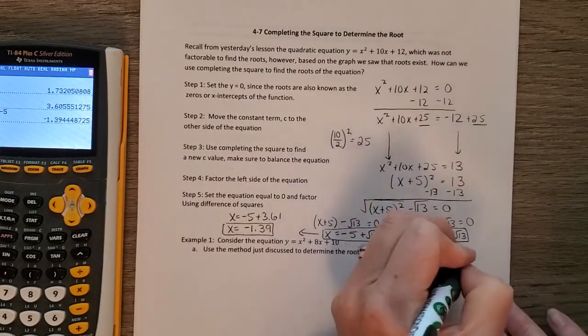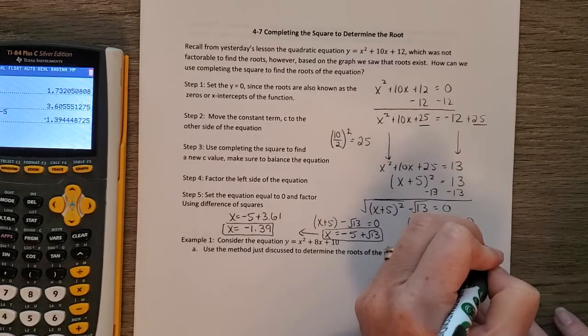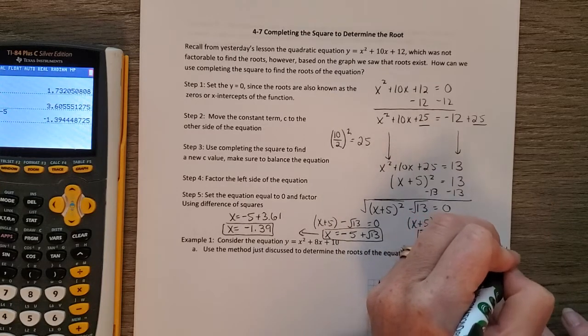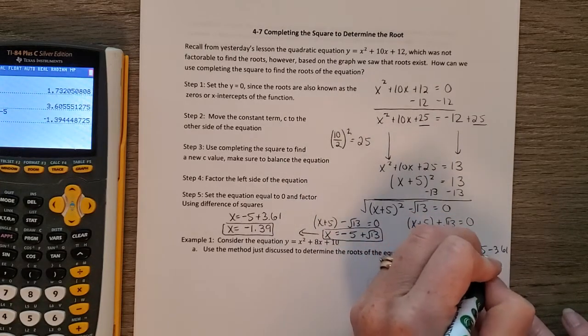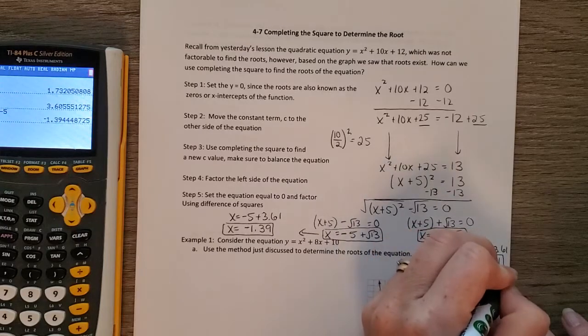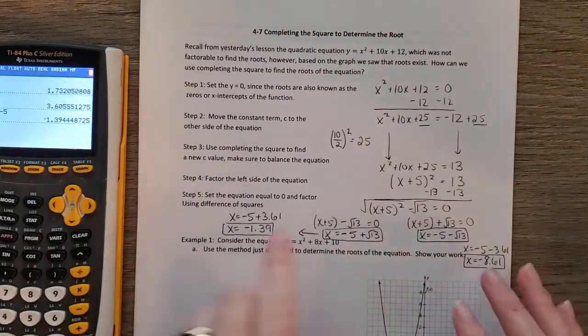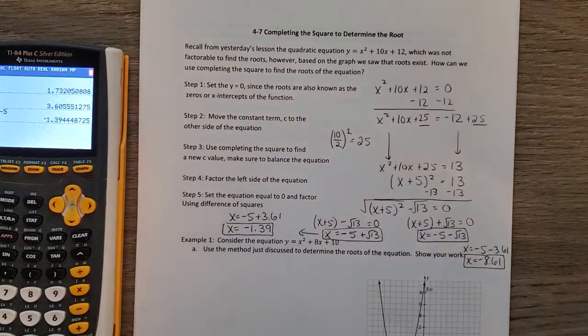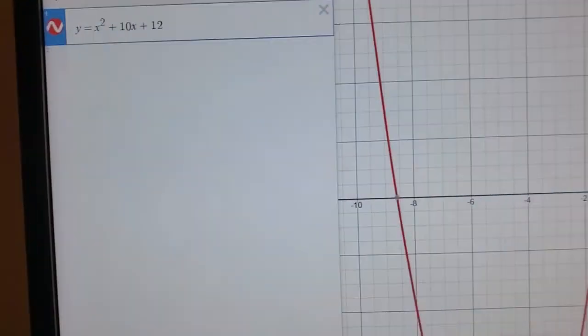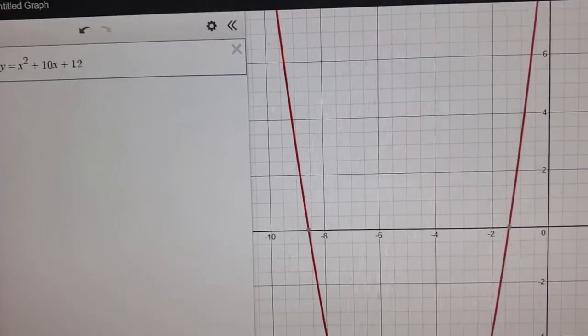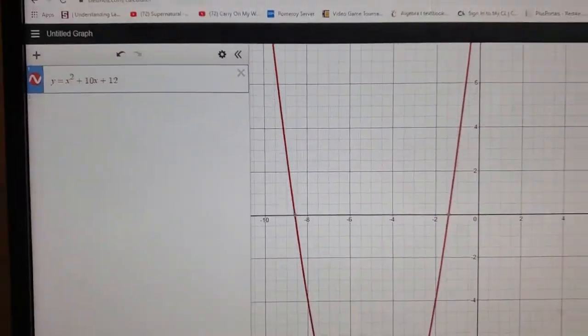And then over here, we're going to have x equals negative 5 minus 3.61. So x would be negative 8.61. So then what we're going to do is graph this function. I use Desmos, I already put it in here. So there's our function. There's a graph that's formed by the function.